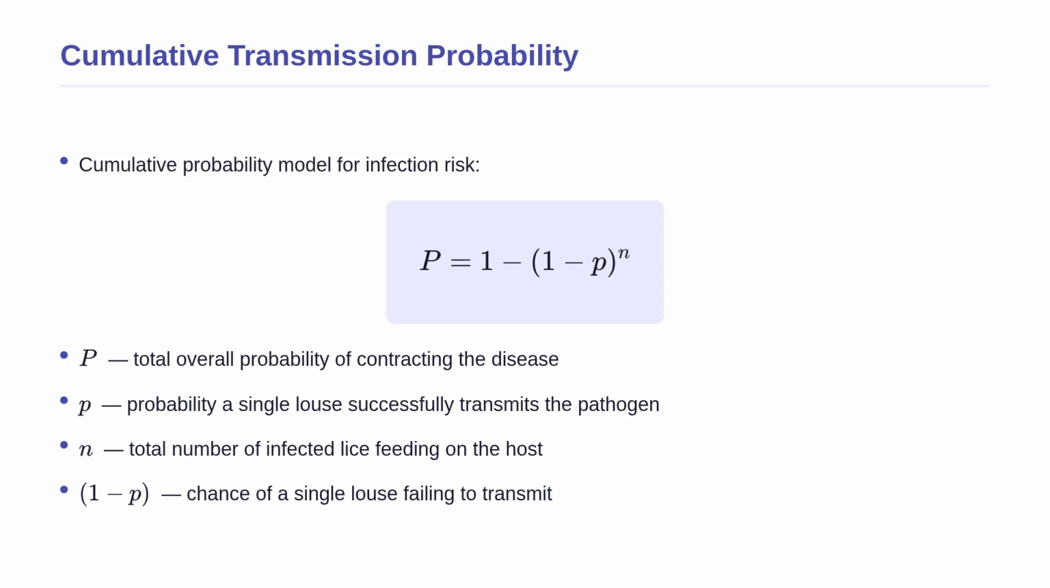The term inside the parentheses, 1 minus p, represents the chance of a single louse failing to transmit the disease. As the number of lice, n, increases, the failure term shrinks, and the overall probability of infection, capital P, rapidly approaches 1. This means that with enough lice, infection becomes almost mathematically certain.